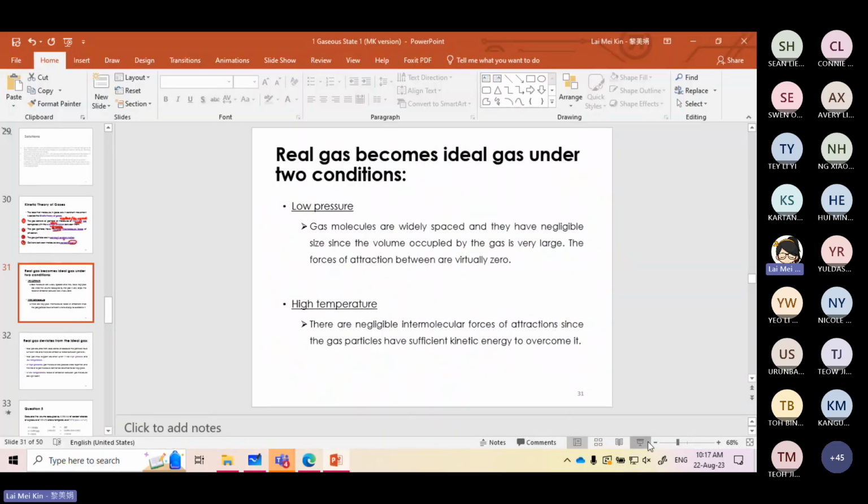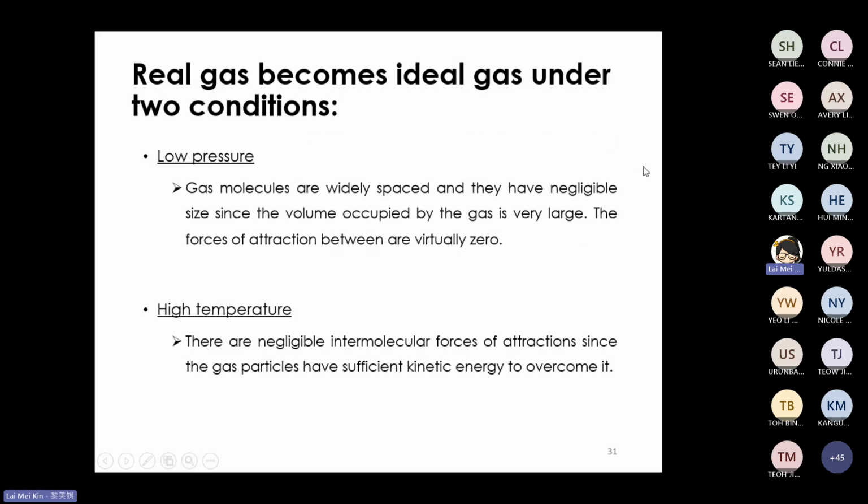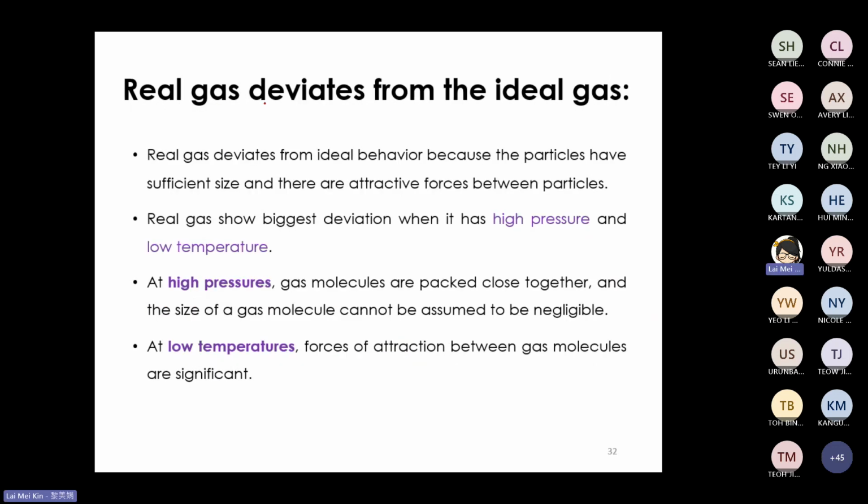Okay, I hope you guys understand. I moved to the whiteboard so that we can generate based on our own understanding. Of course, the information is all in the slides as well. Real gas becomes ideal gas when the pressure is low because the volume is very big. And real gas becomes ideal gas when my temperature is high because I can break the force of attraction.